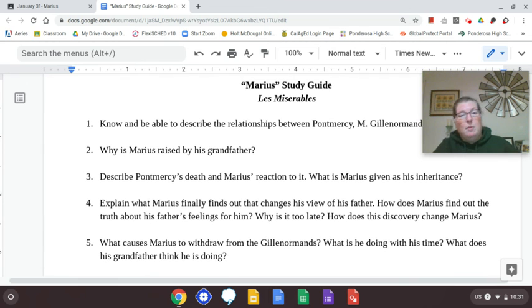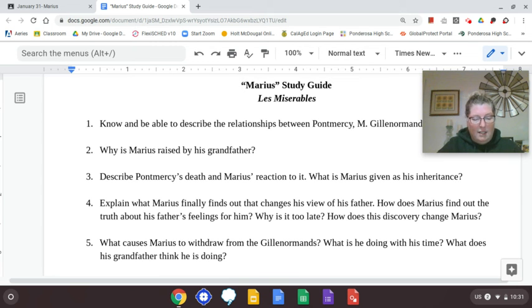Number three, describe Pontmercy's death and Marius's reaction to it. What is Marius given as his inheritance? And so the Marius section starts on page 219. I'm actually going to go back a little bit and I'll come back to this question.